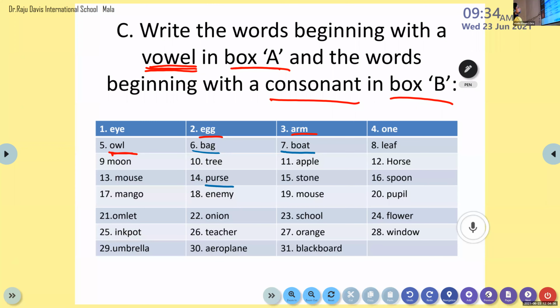I hope Andrea can do it. Andrea, are you there? Yes, come on, do it. Purse is over. Now read the 15th word. Stone. Stone.